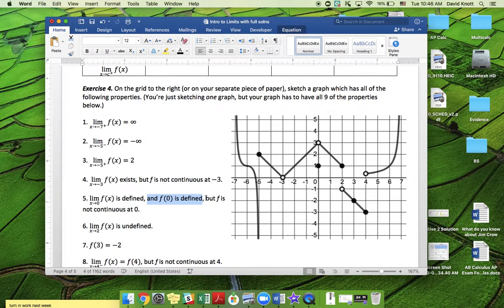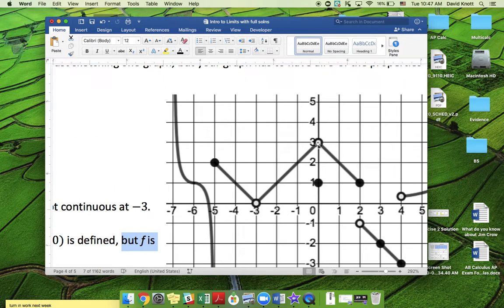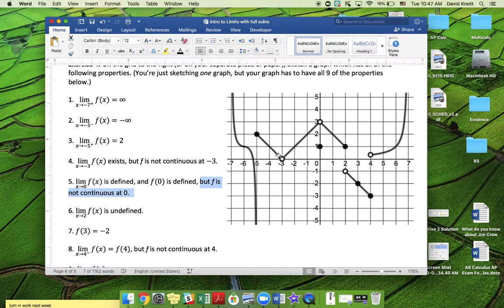It says, yet f is not continuous at 0. Making the function not continuous at 0 means that I cannot put my black dot right here. If I put the black dot here, then the value of the function at 0 would be 3, the two-sided limit would be 3, and that would make the function continuous, right? But I want the function to be not continuous. There needs to be some kind of gap which forces me to make the value of the function something different from the value of the two-sided limit.